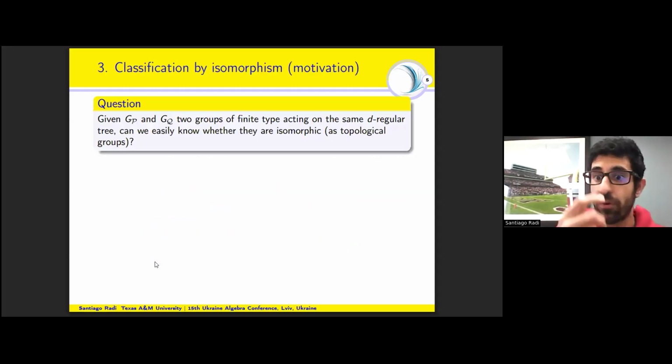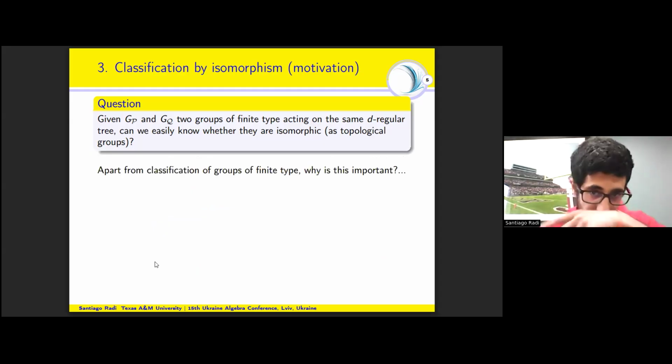Okay, so now the question of this talk is, if we have two groups of finite type acting on the same tree, is there an easy way to know if these groups are isomorphic as topological groups? So isomorphism of groups, and that is also homeomorphism.